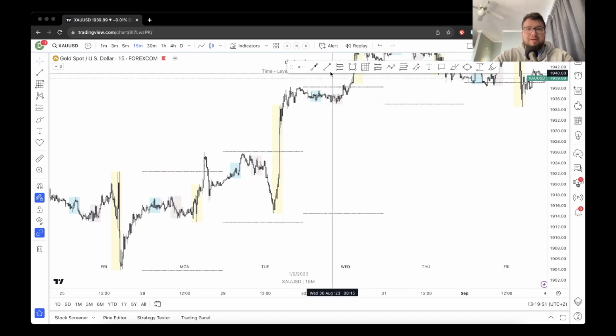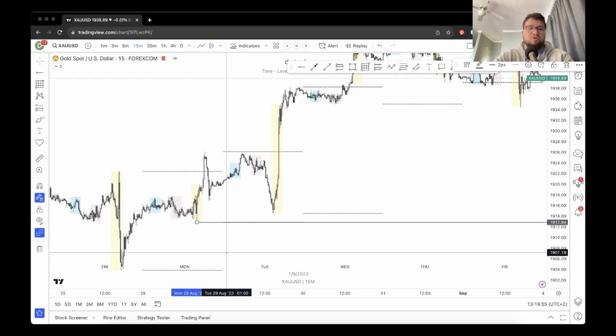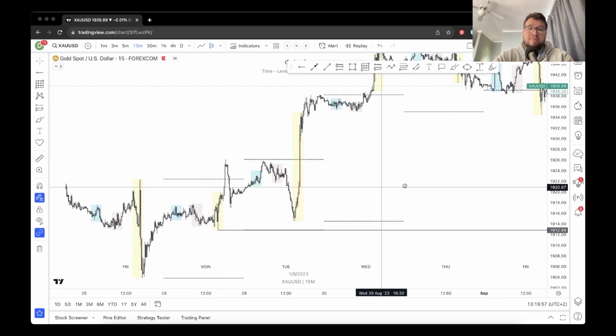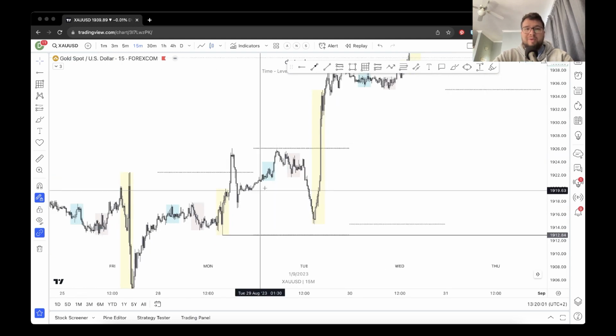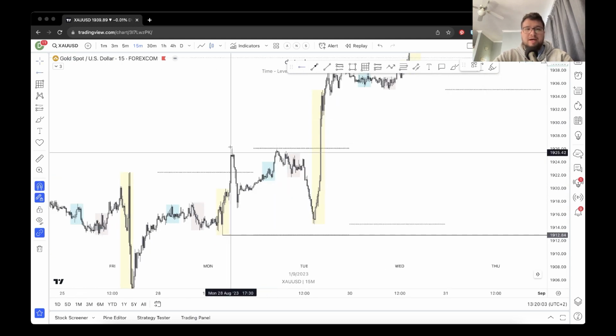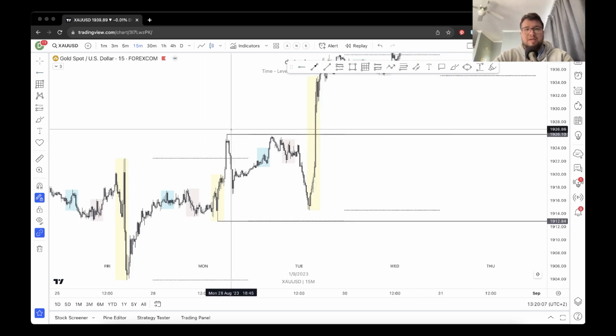So Monday we had a low set in place for New York session, and that looks like it was the low of the week. We had a low and then we made a high on Monday. That was the range for Monday. Monday set in a high and a low.